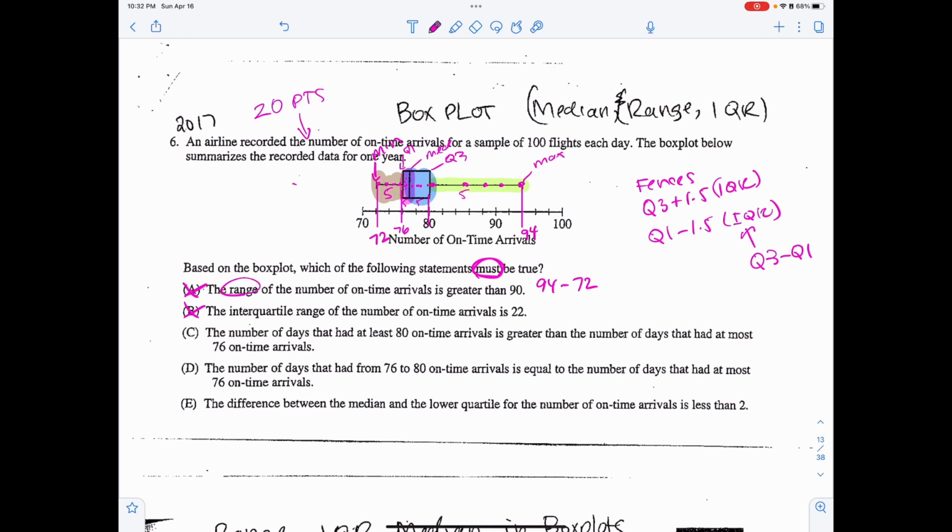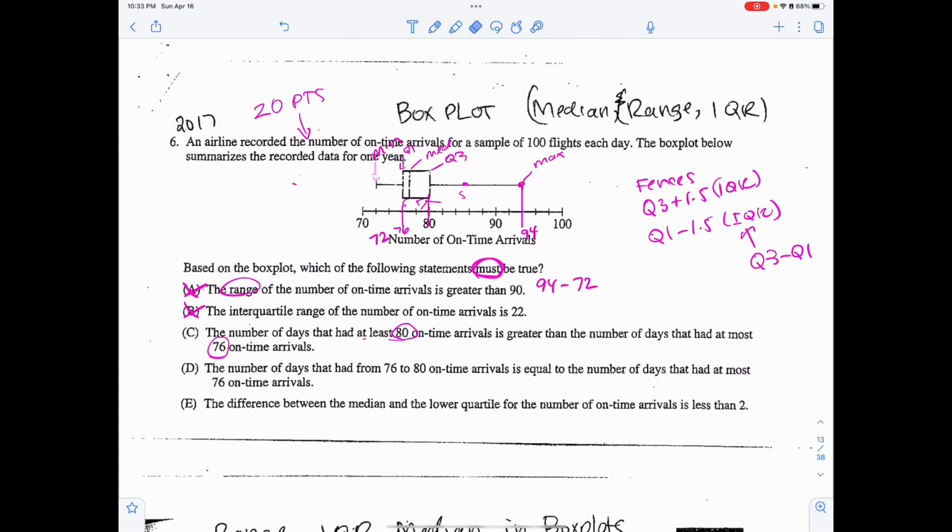The number of days that had at least 80 on-time arrivals, so I look, 80 is right here, is greater than the number of days that had at most 76 on-time arrivals. The number of days that, well, we don't know. We just know that 50%... or excuse me, this is 70. Let me erase all these so we can just see what's going on here.